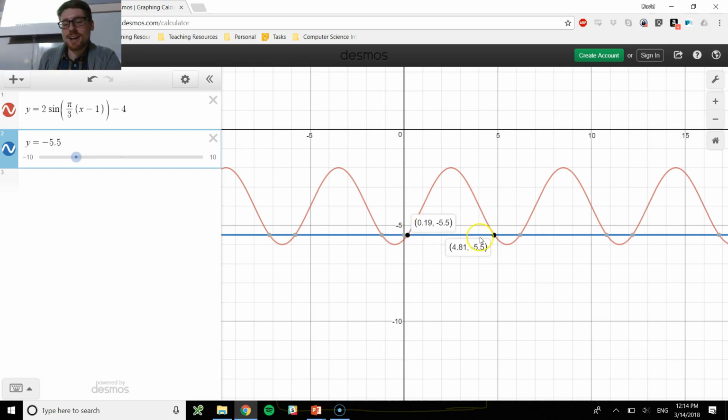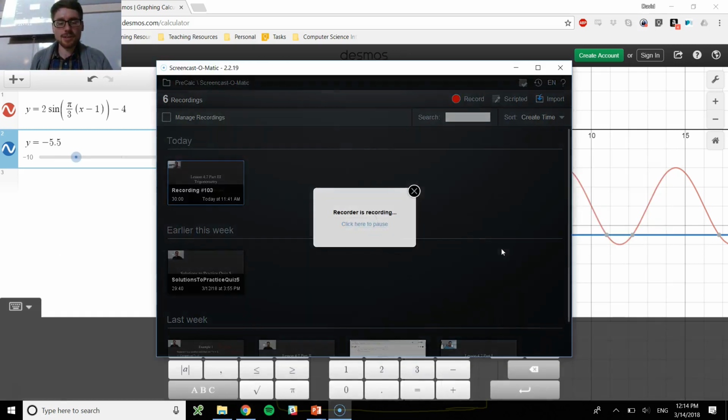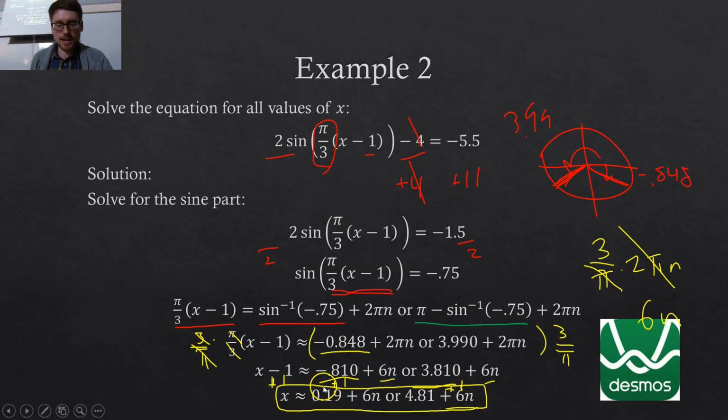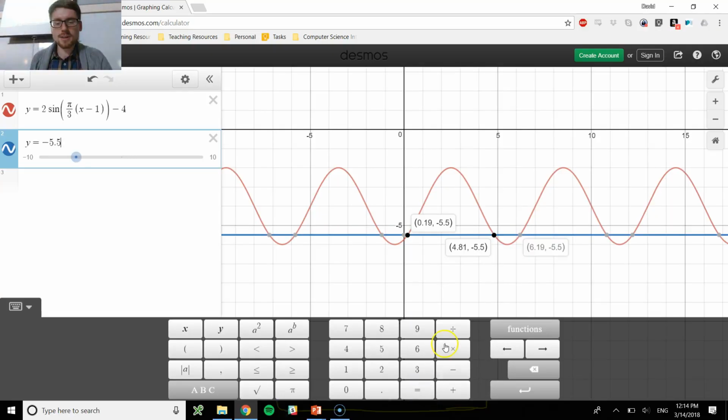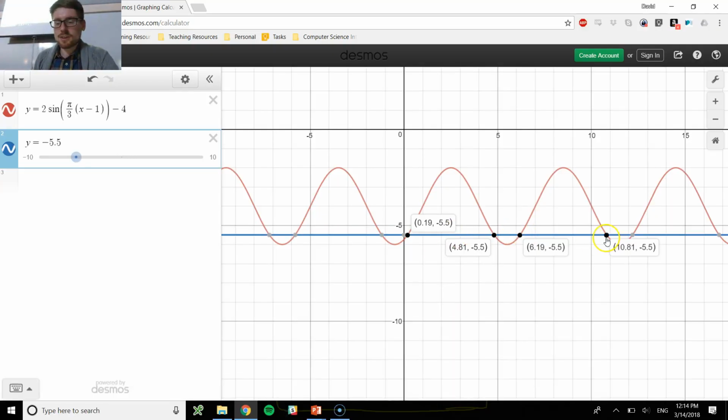So we have 0.19 and 4.81 as those 2 answers that we got earlier from the algebra. So from the calculator and the algebra, we got 0.19 and 4.81. And then we've got all these other answers over here. So if I took 0.19, how do I get this answer? Add 6. How do I get this answer that's 10.81? Add 6 to what? To the other answer, 4.81.